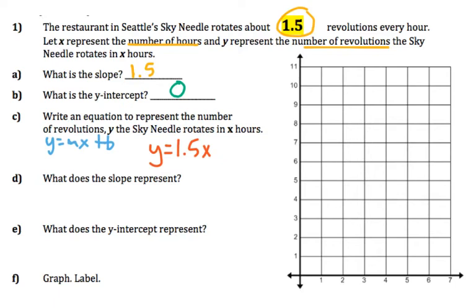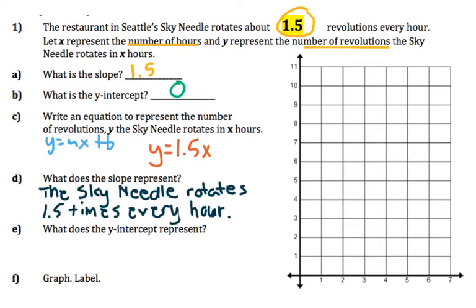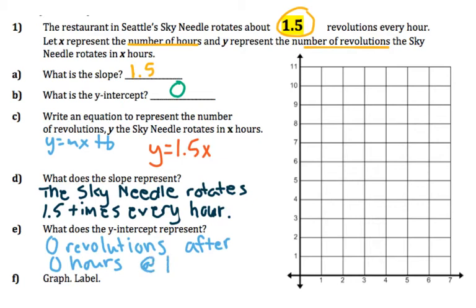Okay, D. What does the slope represent? Since our slope is 1.5, that means the Sky Needle rotates 1.5 times every hour. E. What does the y-intercept represent? Well, our y-intercept is 0, which means there were 0 revolutions after 0 hours, or we could say 0 revolutions at the beginning.